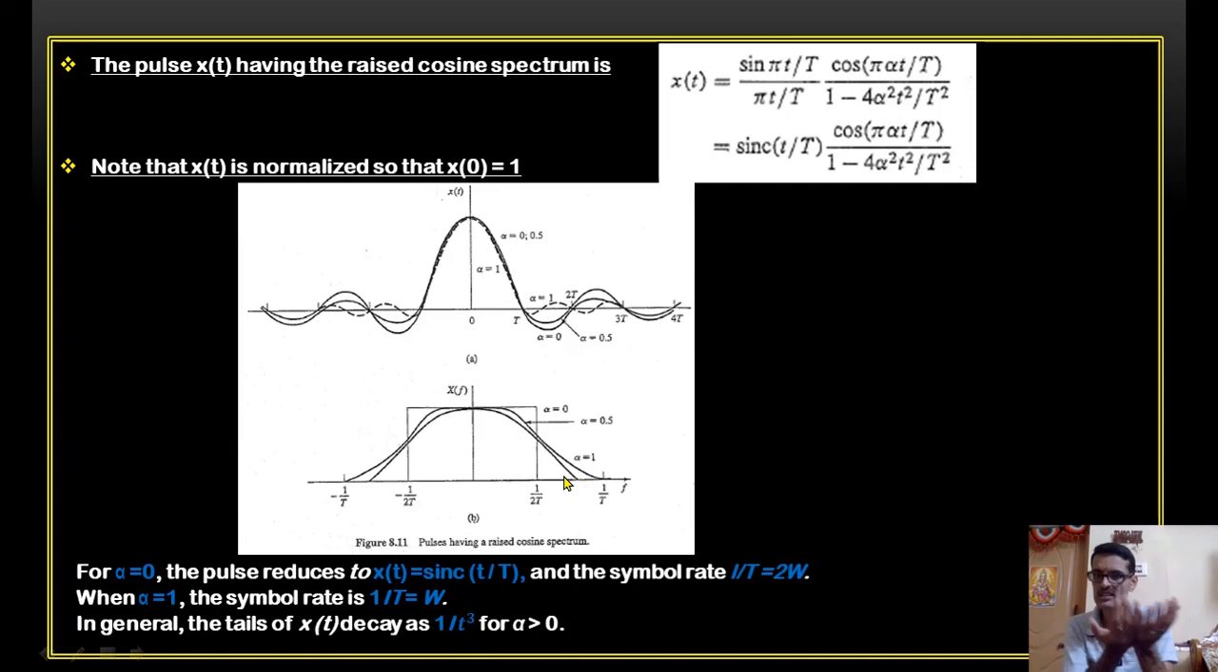So we have to compromise in terms of bandwidth, but practical receivers, practical filters can be designed without ISI. So we can say that the tail is going to change proportionate to 1 by t cube for alpha more than 0.